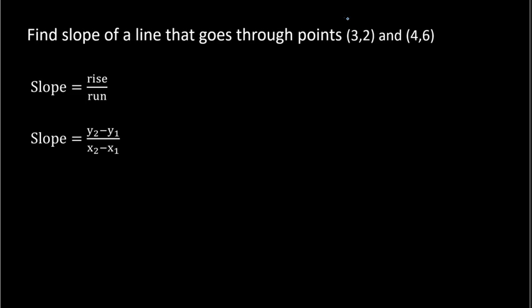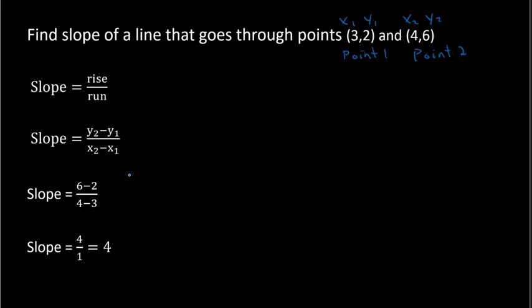So if we let this be our point 1, this is our first point, and then this is our second point. If we do it this way, then this would be x1 and y1, our first x value and our first y value. This would be x2, and this would be y2, our second x value and our second y value. So from here, I just plug in numbers into the formula. 6 minus 2, that's the y2 minus y1, over 4 minus 3, which is our x2 minus x1. So then I subtract, I get 4 over 1, which would equal 4. So the slope of the line that goes through these 2 points is 4.